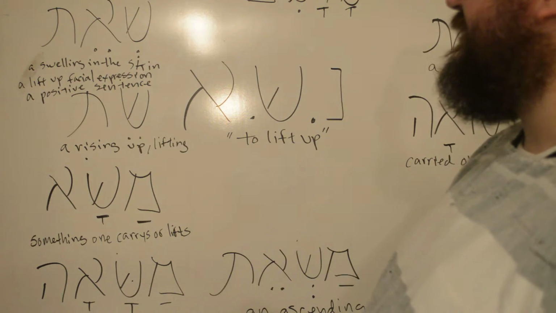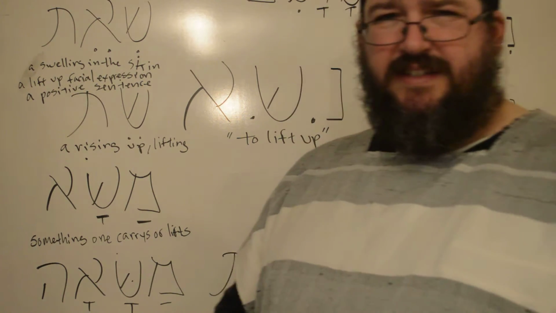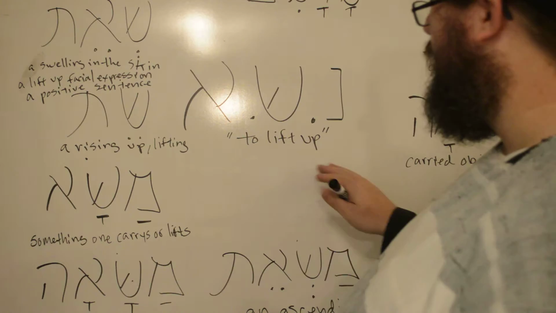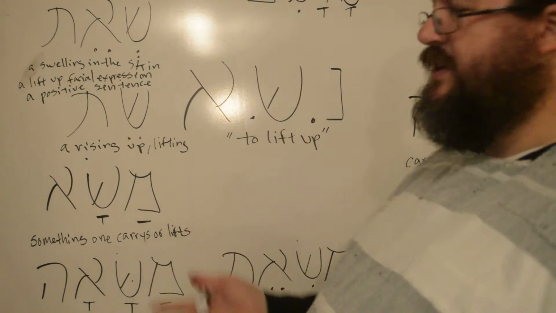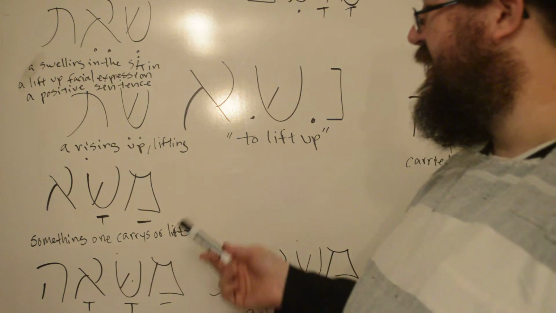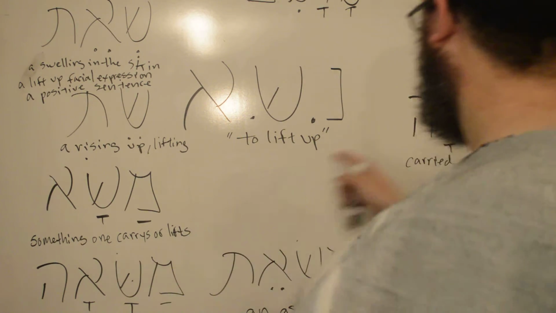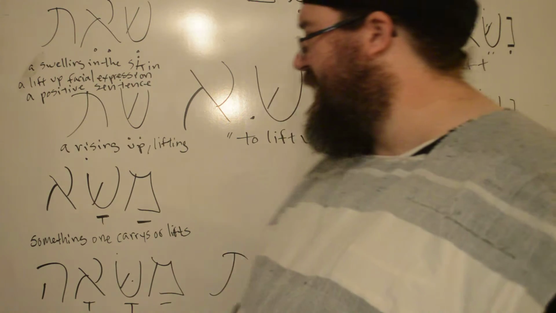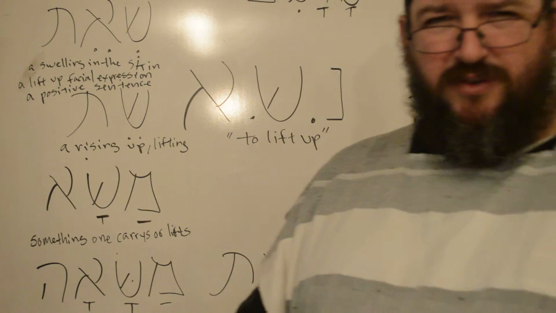This next word we're going to look at here is set. Set means a rising up or a lifting. So once again, you see the concept of to lift up, a rising up or lifting up of something. Okay. Next word, this is similar to this word here, masa. Masa is something that's carried or lifted.